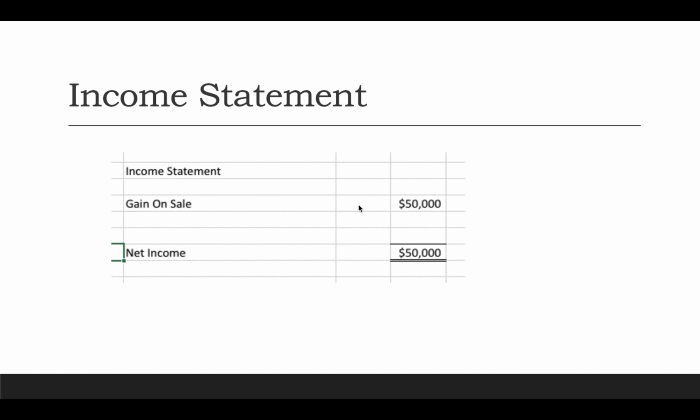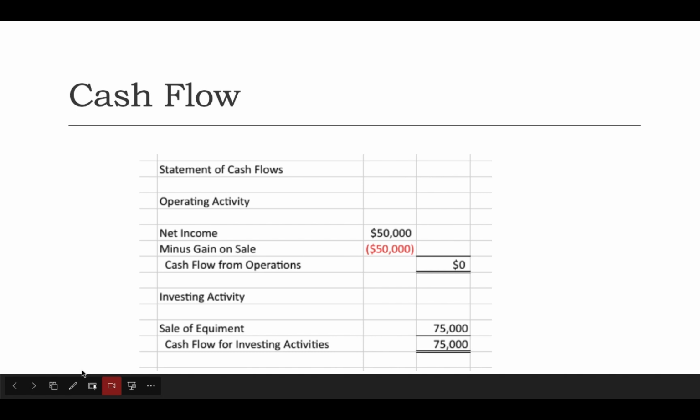So that's essentially why you need to subtract gains on sales from the operating section of the cash flow. It's going to be recorded in the investment section of the cash flow statement.